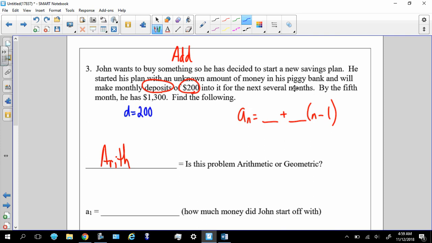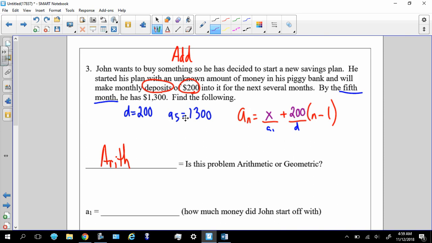200, and it says by the 5th month. That's another A5. There seems to be a lot of these on this quiz here. A of 5 equals 1300. Find the following. Well, remember, with my closed form formula, this is A1, this is my common difference D. I already know what my common difference is. It's 200. But what I don't know is what my first term is.